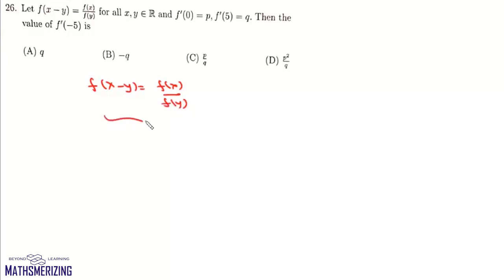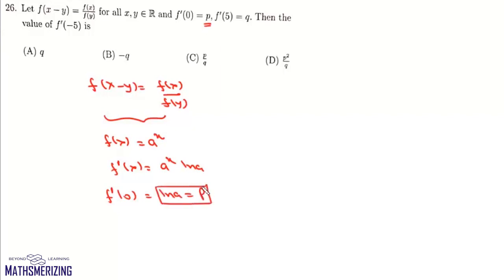Now this condition is satisfied by the exponential function. So here this f(x) must be a to the power x. Now if we find f dash x, it will be a to the power x log a. Now f dash 0 will be a to the power 0, which is 1, and then log a, and f dash 0 is p. So from here we can say the value of log a is p.